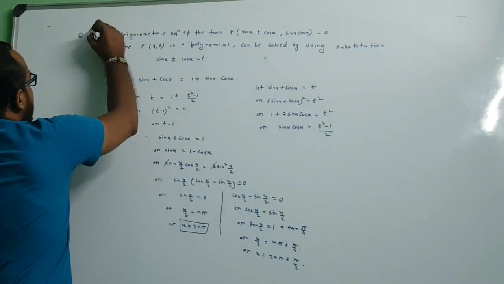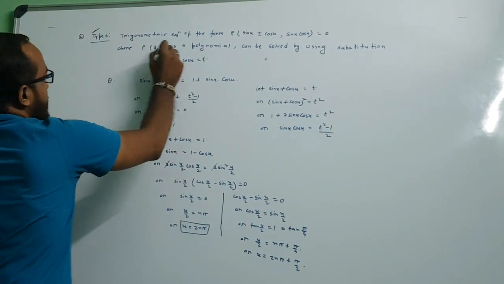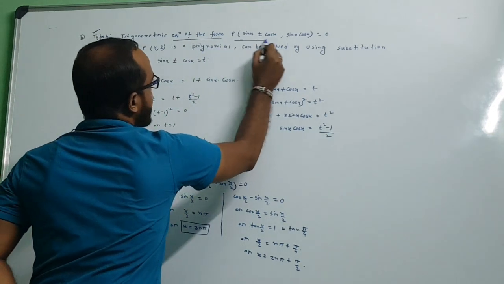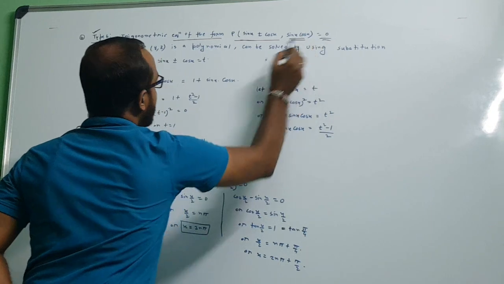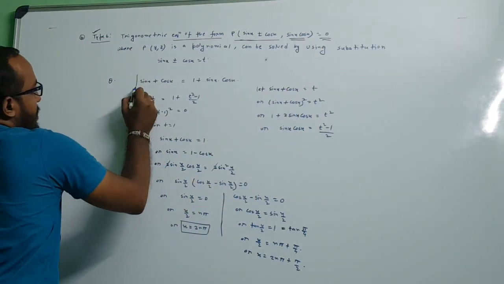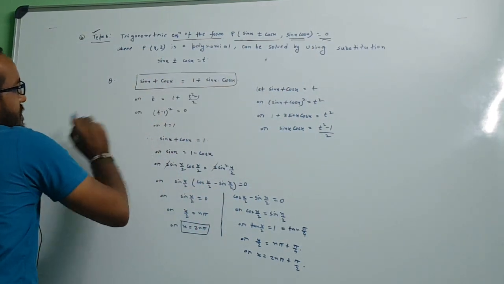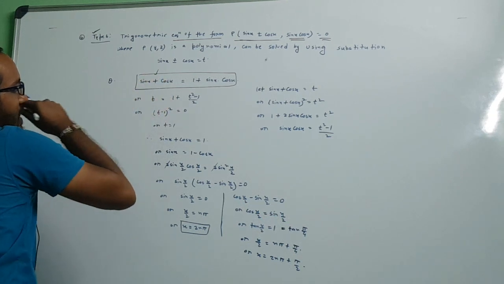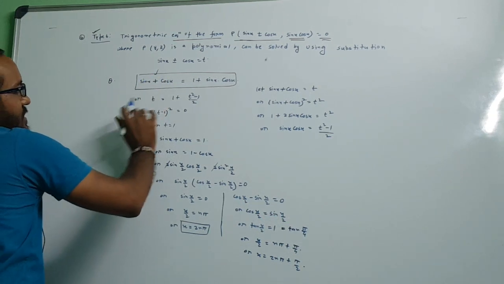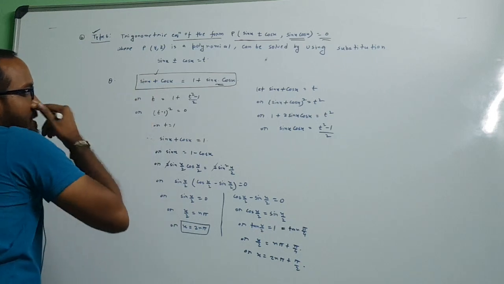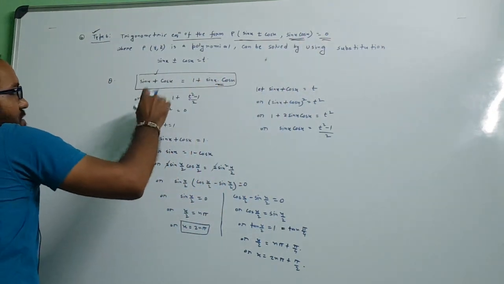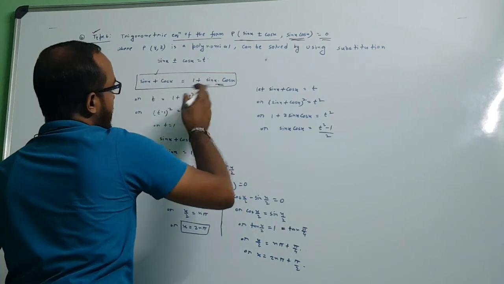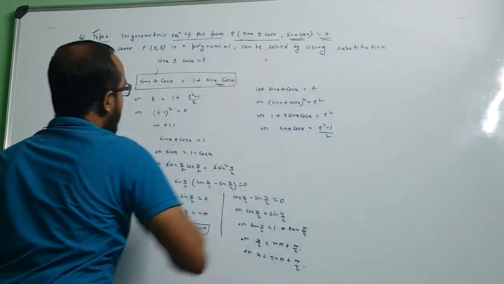So let us see our type 6. This is the trigonometric equation of the form p times sin x plus minus cos x, plus sin x cos x, equals 0. Let us see a problem. This type of problem is given. See, here on one side you have the plus or minus term sin x plus cos x, and on the other side you have a multiplication term, sin x cos x equals 0. If you take all the terms on the left hand side, you will get the function equals 0.